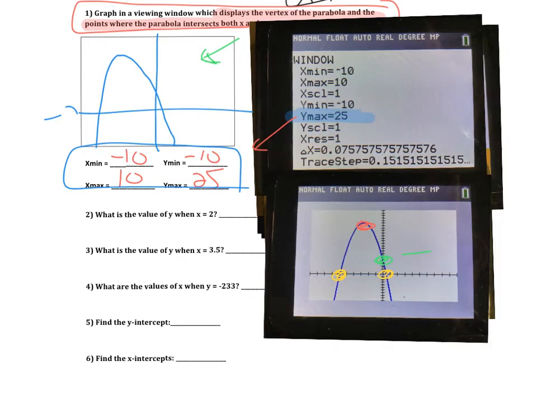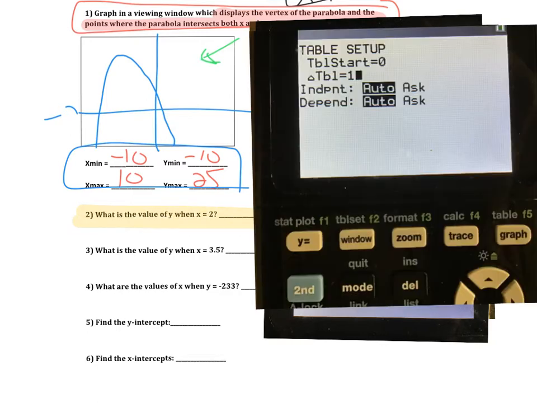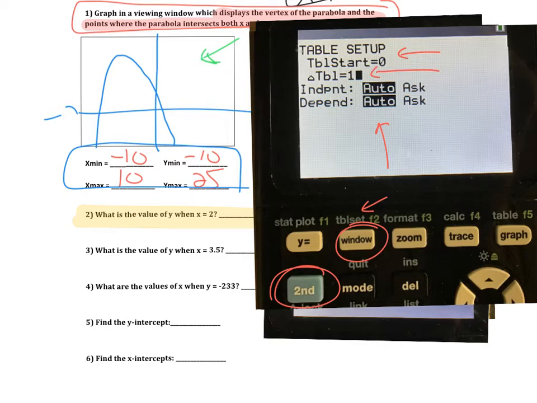Okay, now we have some questions. Number 2, what is the value of y when x is 2? So what I'm going to do is press second and window for table set. I'm going to start my table at 0, and I'm going to make my delta table 1, so my table goes up by 1s. So second window, set up your table this way, and then go second and graph to view the table.